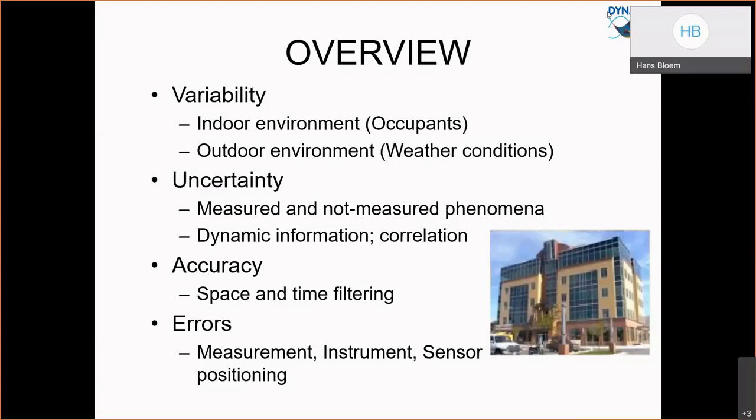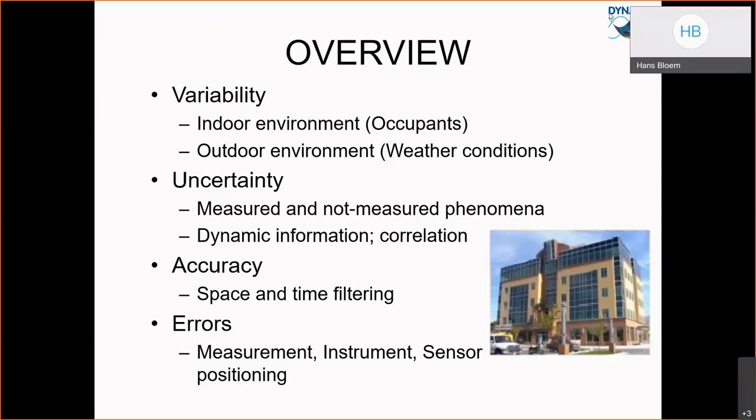There is a lot of dynamic information available, but in the process of analysis, we have to understand how the information is correlated to each other in the whole process of analysis. You can understand that if the solar radiation is increasing, the indoor temperature might also increase. So how do we deal with these kinds of correlation aspects?